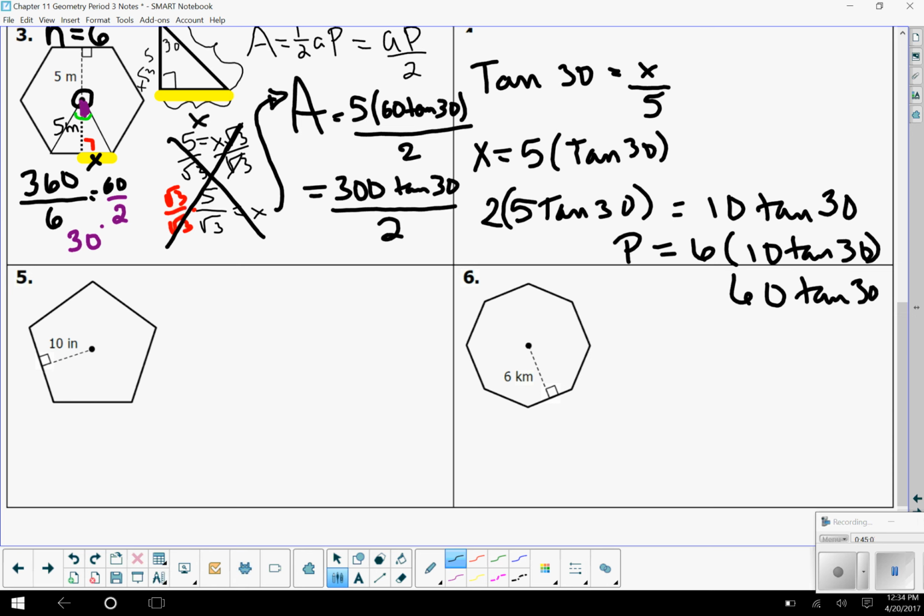This answer right here is 363.5 inches squared. Sorry, I didn't give you this answer. This is 86.7. This one is 119.5.